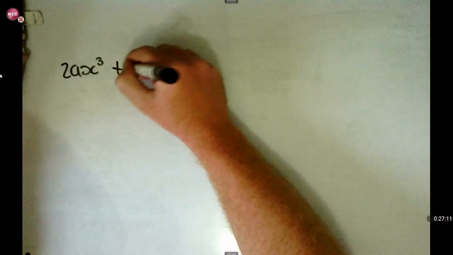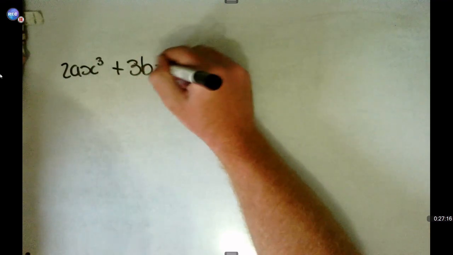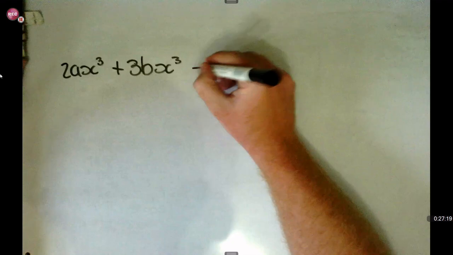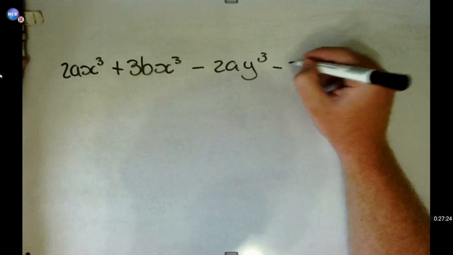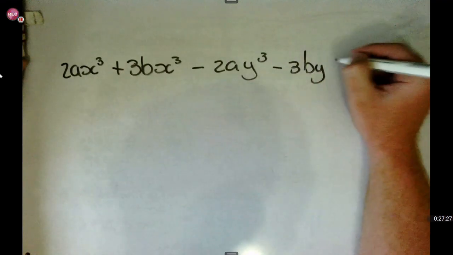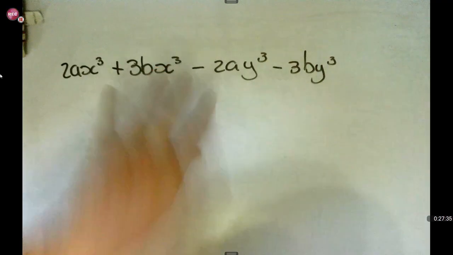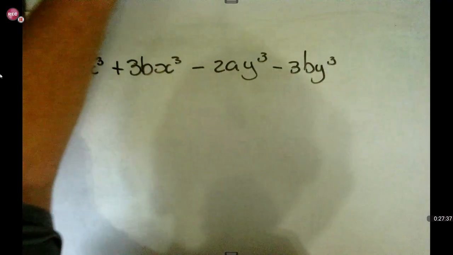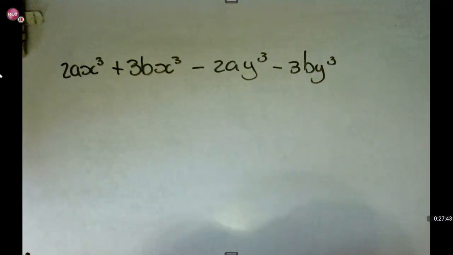2a x cubed, there we go, plus 3b x cubed minus 2a y cubed minus 3b y cubed. If you look at this question, I can tell you now this is a lot to do with regards to grouping in factorization. So grouping, which means we will have to then do a sign change in this thing as well. But first we have to take out the highest common factor.